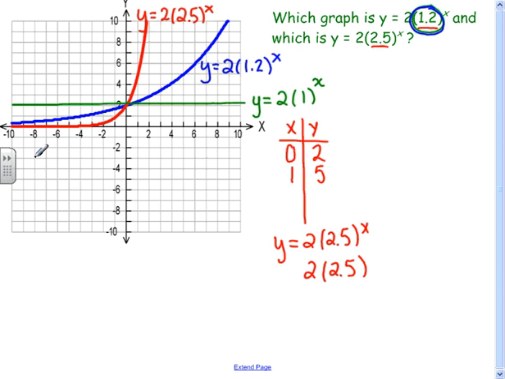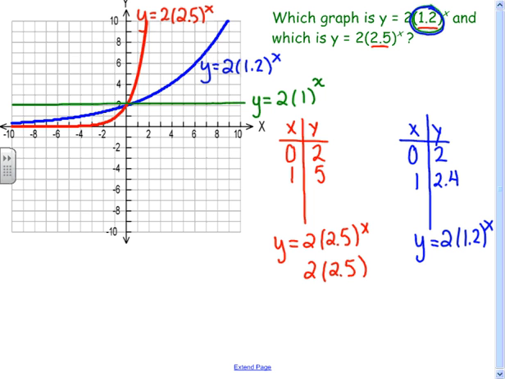Let's do the same thing with the other equation. When we have 0 for x, we have 2 for y. And when we have 1 for x, we have 2 times 1.2 gives us 2.4.